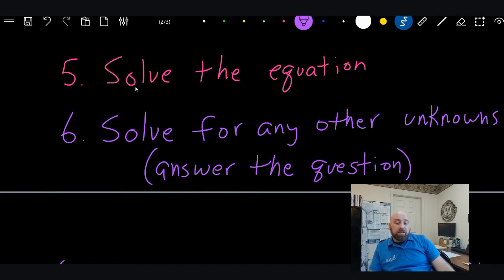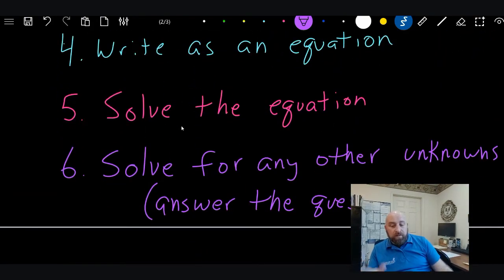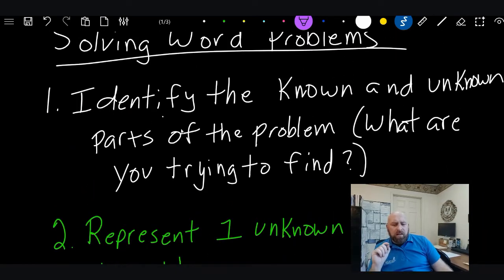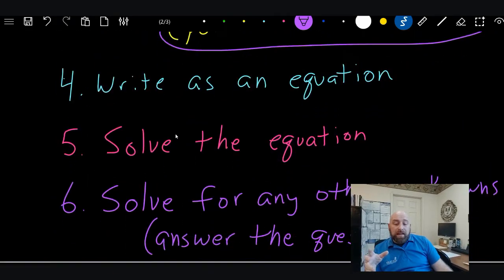And then step number 6, solve for any other unknowns. So let's say that there was something else that you didn't know. You have to figure that out. In other words, answer the original question. So when I'm on number 6, I like to review back to number 1. Identify the known and the unknown parts. In other words, what were they looking for? Were they looking for the x, or were they looking for the x plus 3, for example? You have to determine what it is that they're looking for, and then at step number 6, you already have your variable solved for, but then you're going to solve for any more unknowns that are out there as well.